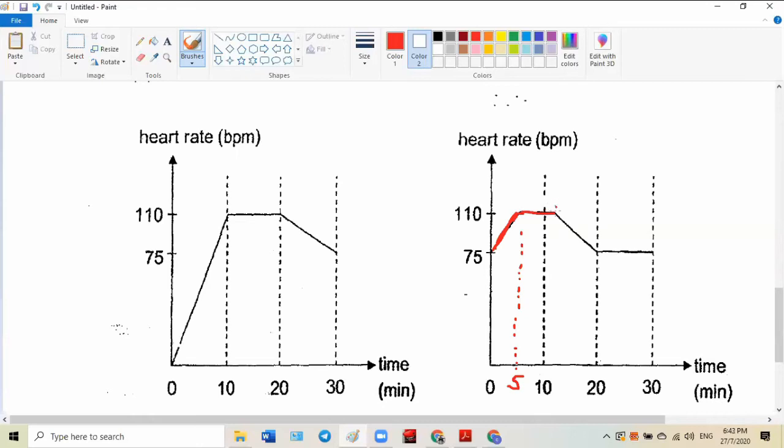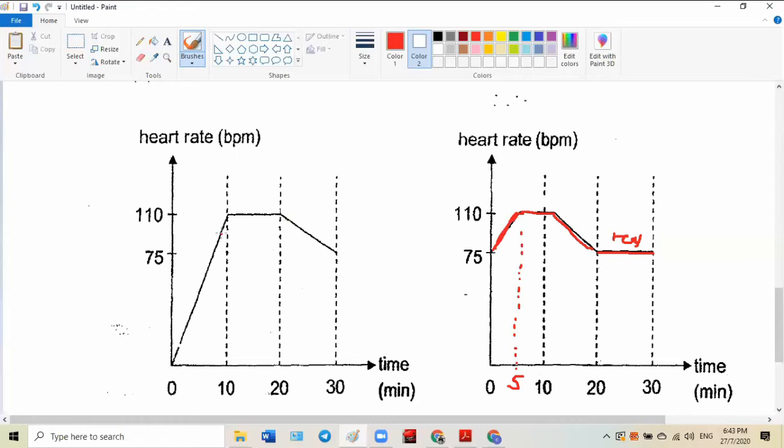But just when he started to rest, the heartbeat slowly dropped back to normal, and then he read his books. Do you understand why he reached the maximum? So this one reached maximum, and then when he starts to rest, he still stays at 110. This is wrong.